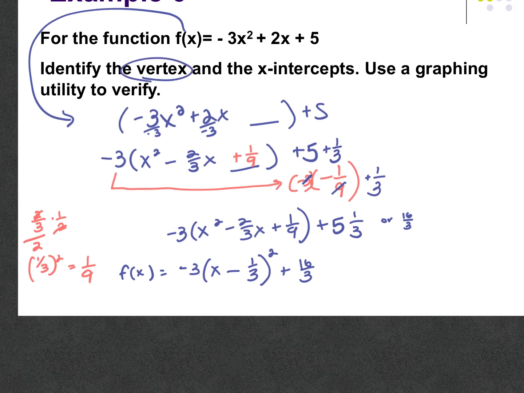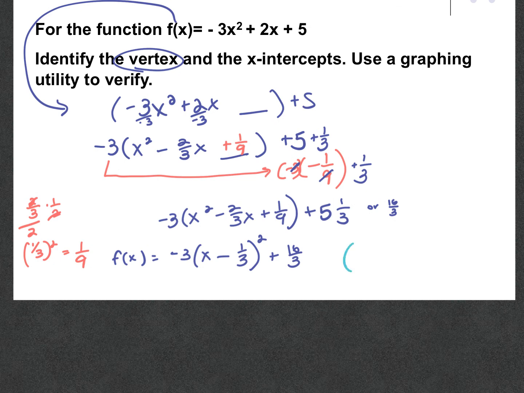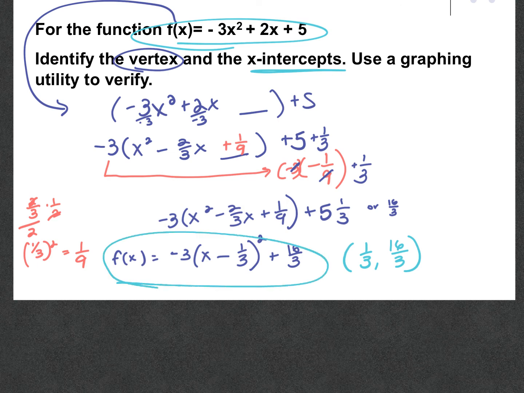So what's my vertex? 1/3, 16/3, right? My x-intercepts, I would plug 0 in for y. Where do I want to do that? It's up to you. You could either plug it in up here and try to factor it, if you're good at factoring. Or you could plug it in down here and have to do the even root property. It's completely up to you.